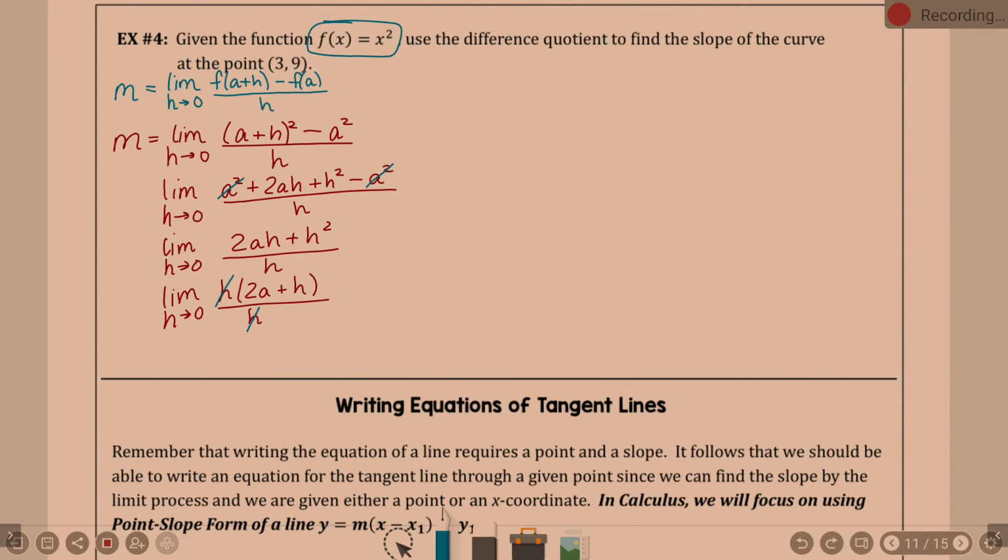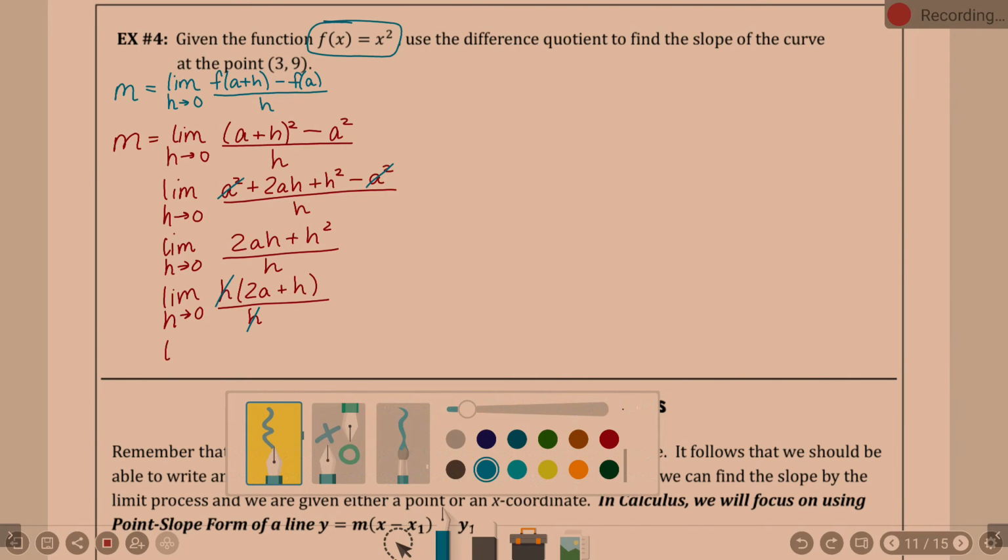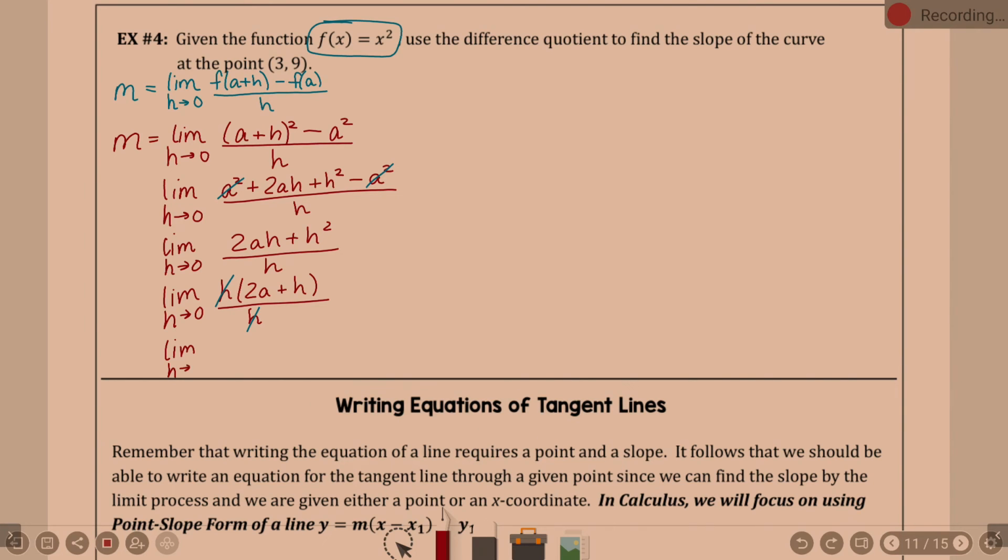And so that makes my problem the limit as h approaches 0 of 2a plus h. Oh yeah, well, it messes you up if you do it the way that I did it. Okay, so hold on a moment. We're not worrying about (3, 9) yet. Right now, I just want you to take the limit. Limit as h approaches 0 of 2a plus h. How do I take the limit?